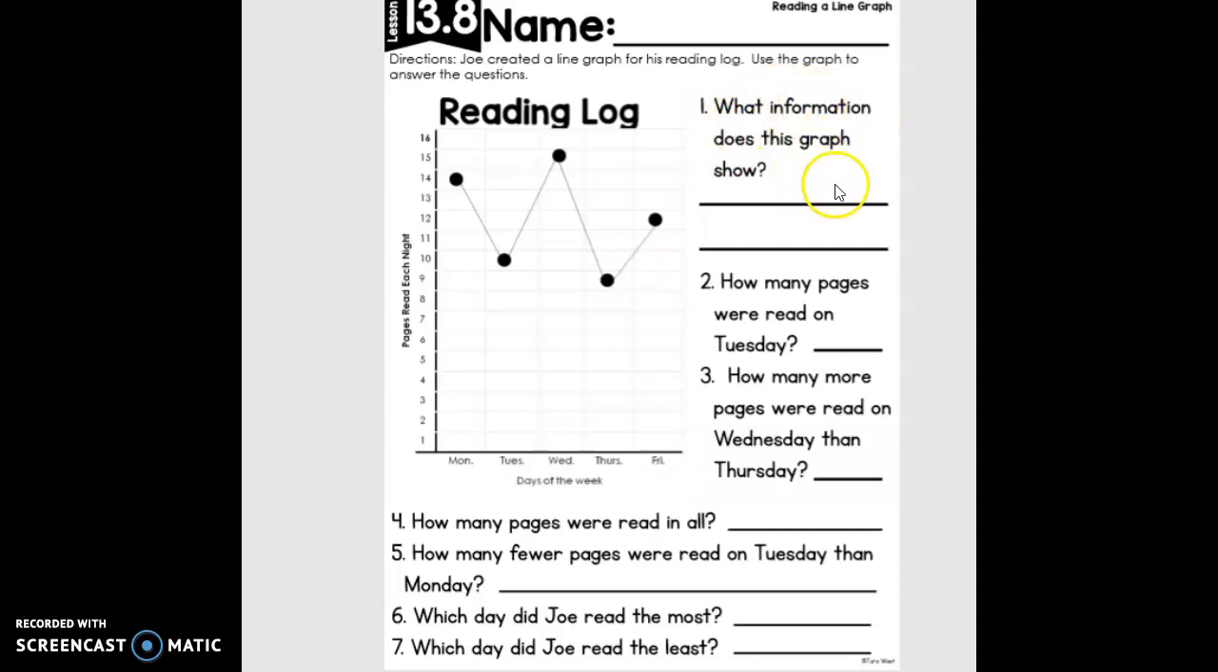Number 1 says, what information does this graph show? You have to write and tell me what information is on this graph. Number 2, how many pages were read on Tuesday? Number 3, how many more pages were read on Wednesday than Thursday?